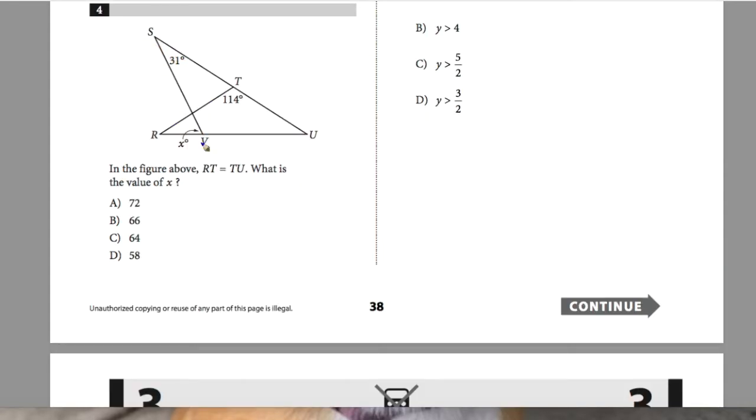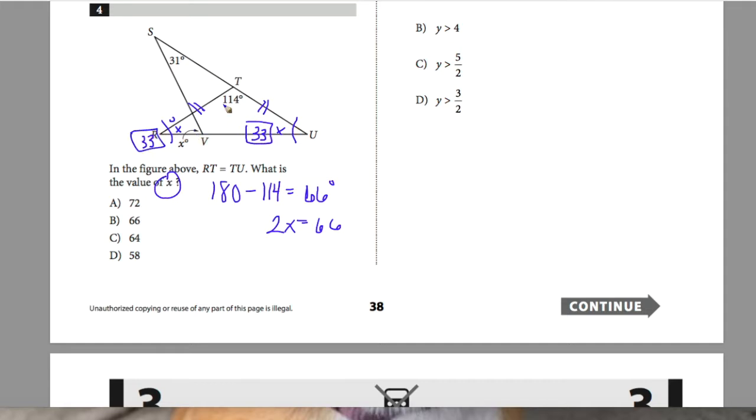So question 4, here I have a large figure. It says in the figure above, RT equals TU. So here's my side RT equals TU. R and U therefore are going to be equivalent due to the isosceles. This entire triangle is going to be 180. It says what is the value of x altogether? So here I have 180 minus 114. This is going to give me my 66 degrees. If this is x, I'm labeling this as x now, but I'm really trying to find that x later. Well, I know that here I have 2x equals 66. I know each of these sides is then 33. So this is 33 and R is 33.